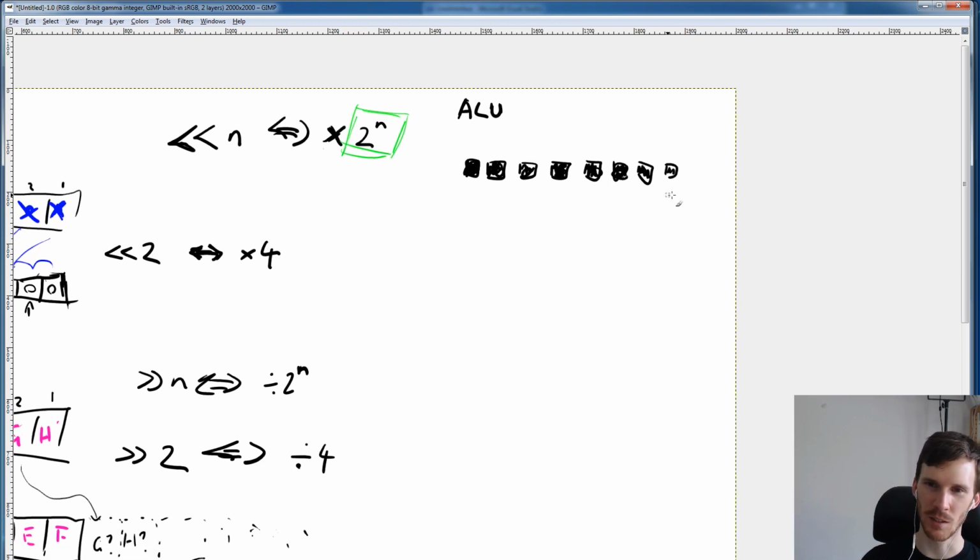So there's two ways you can implement a shifter. One way is you can do it like this, which is basically da, da, da, da, da, and then you'd have basically a wire running there.